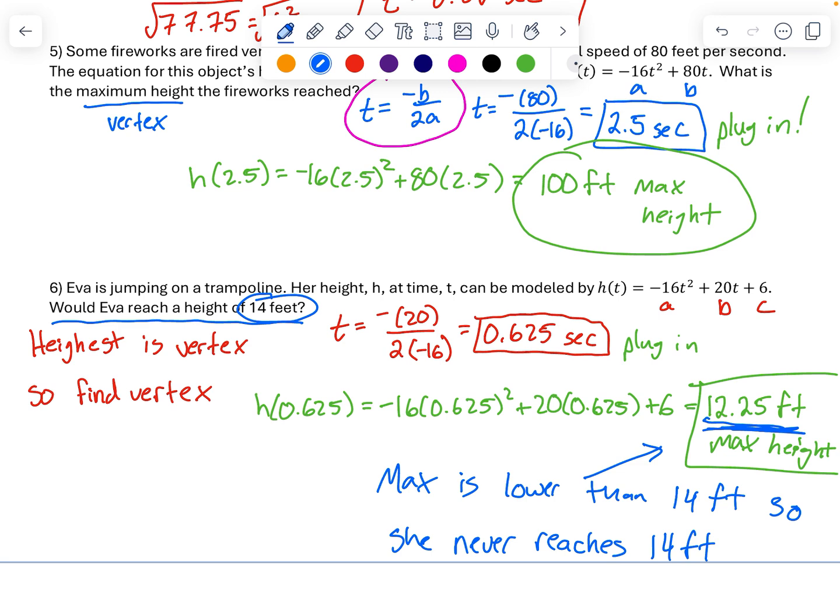Okay, so the max is lower than 14 feet, so she never reaches 14 feet. So the answer is no.